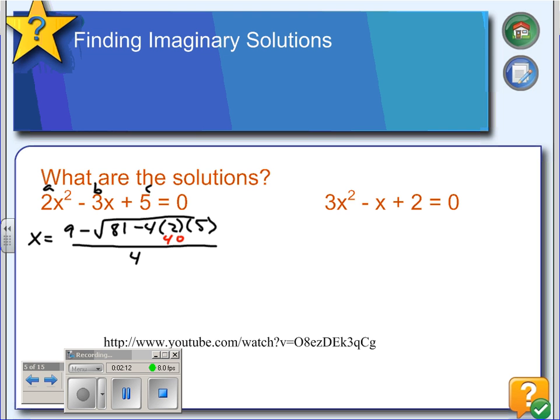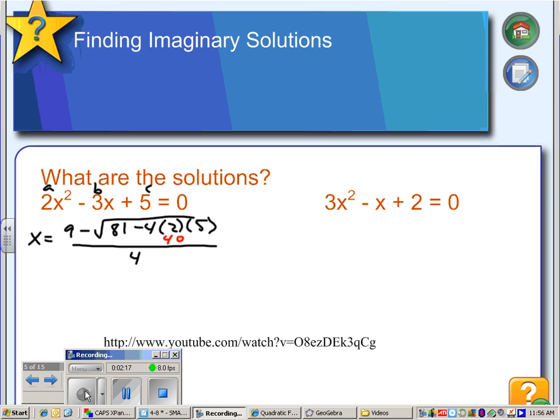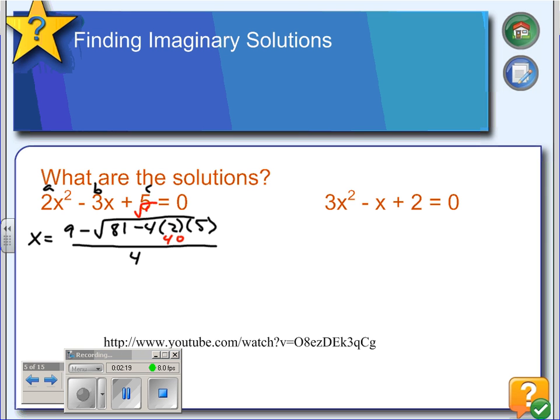81 minus 40, so we get the square root of 41, and so our solution is x equals 9 plus or minus square root 41 over 4. This is a real solution.